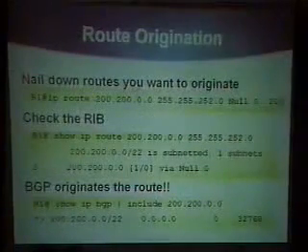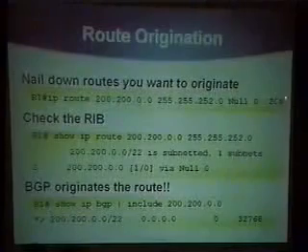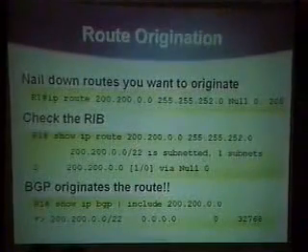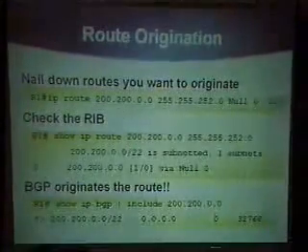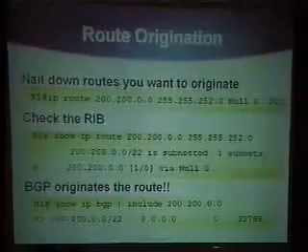So the solution is put in your static route like that. Once you see it appear, you then get the entry in the BGP table. Believe it or not, this is actually quite a frequently asked question, which is why I've put it in.